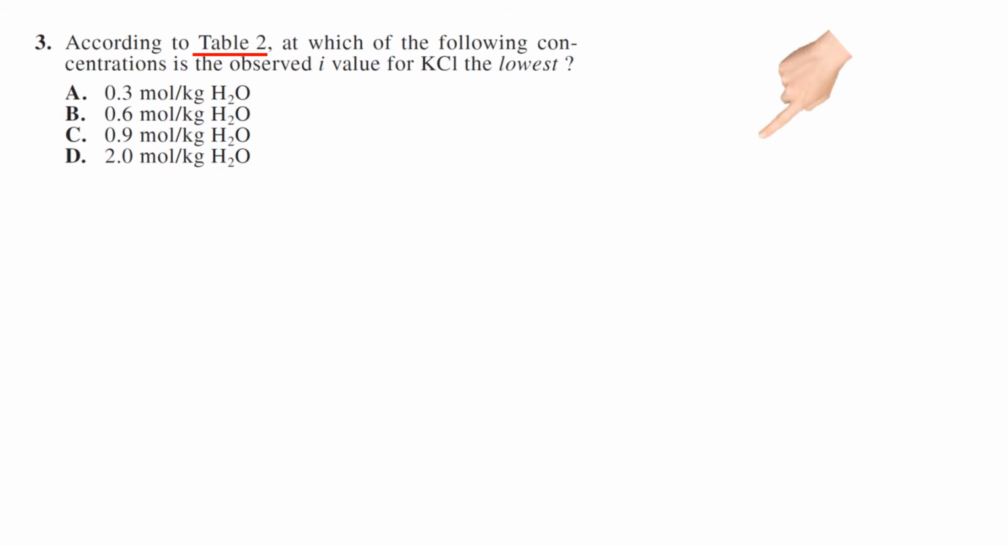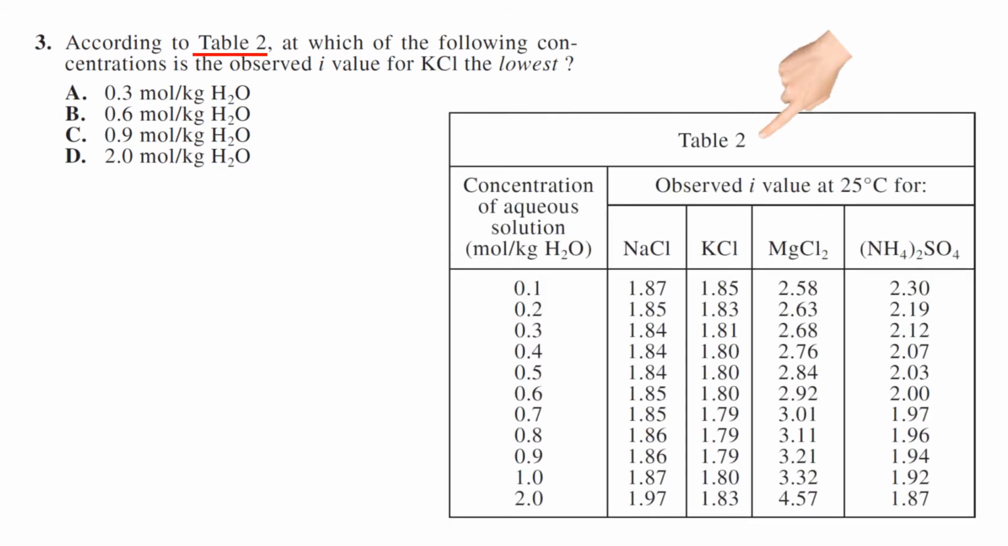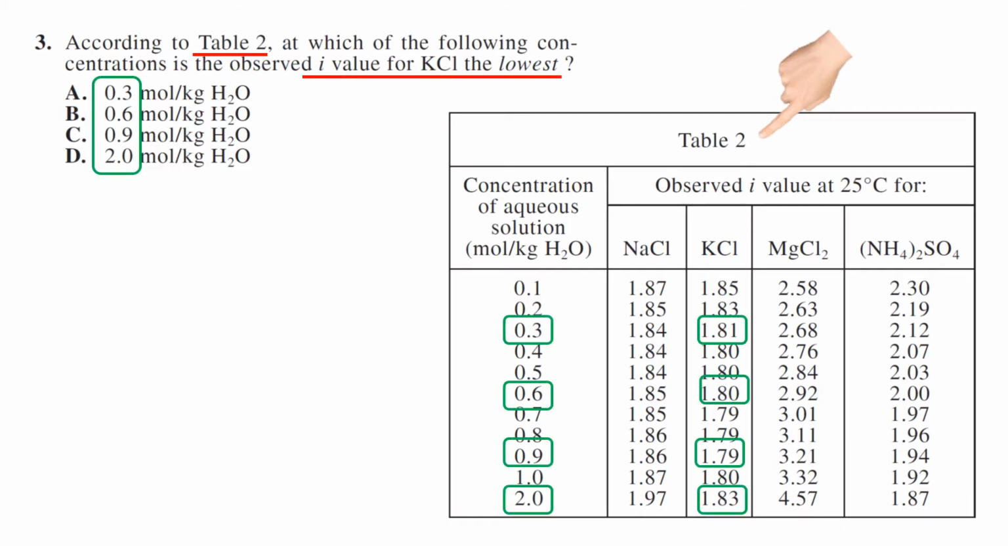According to table 2, at which of the following concentrations is the observed I value for potassium chloride, KCl, the lowest? So we're going to just look at those 4. So 3, 6, 9, and 2. And of those, the lowest is at 0.9. So your answer is C. Use the answers to help you know where to look.